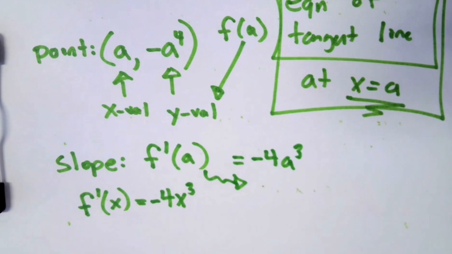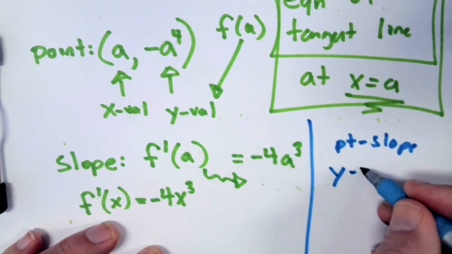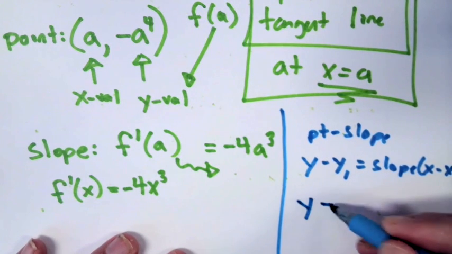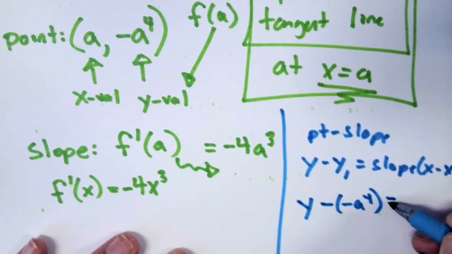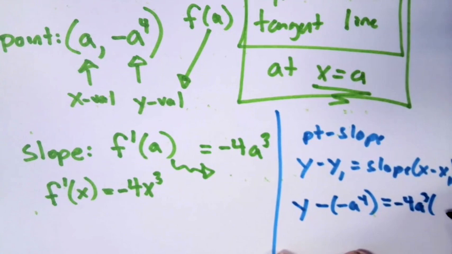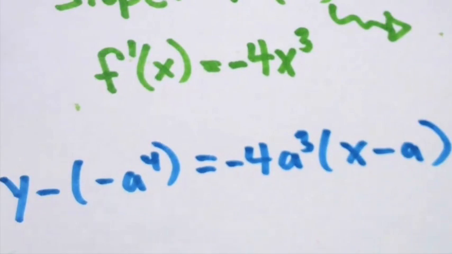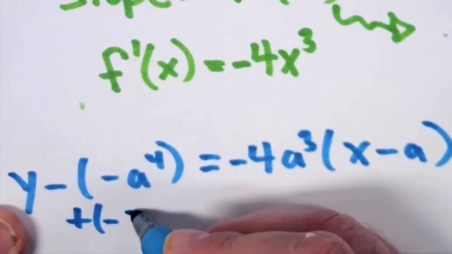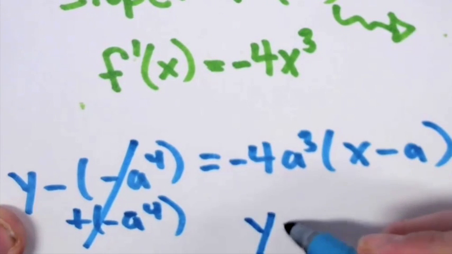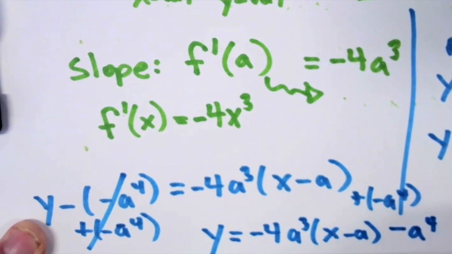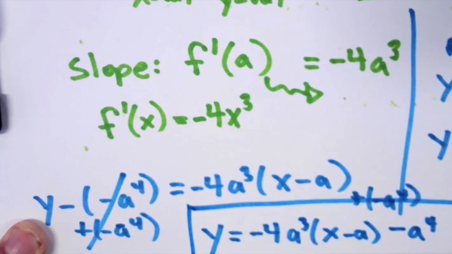And now to complete this, I'm going to use point slope form to find the equation of the line. So point slope form is y minus y1 equals slope times x minus x1. So I'm going to have y minus negative a to the fourth is equal to negative 4a cubed times x minus a. Let me rewrite that here so it's a little bit bigger. And then I can add negative a to the fourth to both sides, and I will get y equals negative 4a cubed times x minus a, minus a to the fourth. And this will be my final equation.